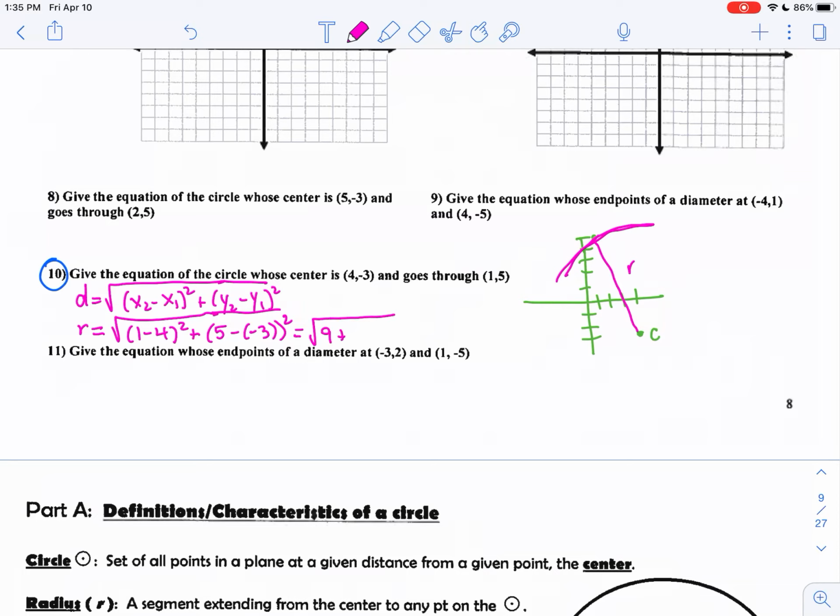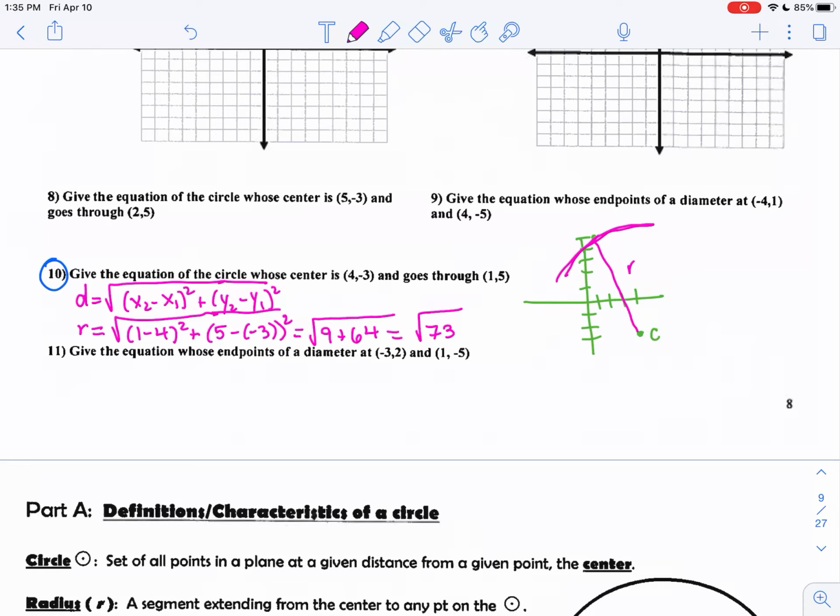So let's simplify that out. We get -3 quantity squared is 9. 5 plus 3 is 8, squared is 64. So my radius is equal to the square root of 73. It doesn't look like we'll be able to simplify that radical any further.